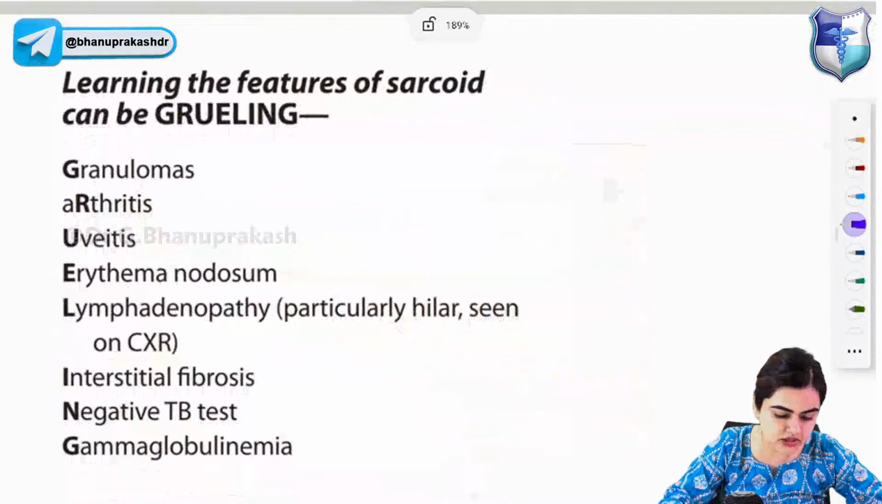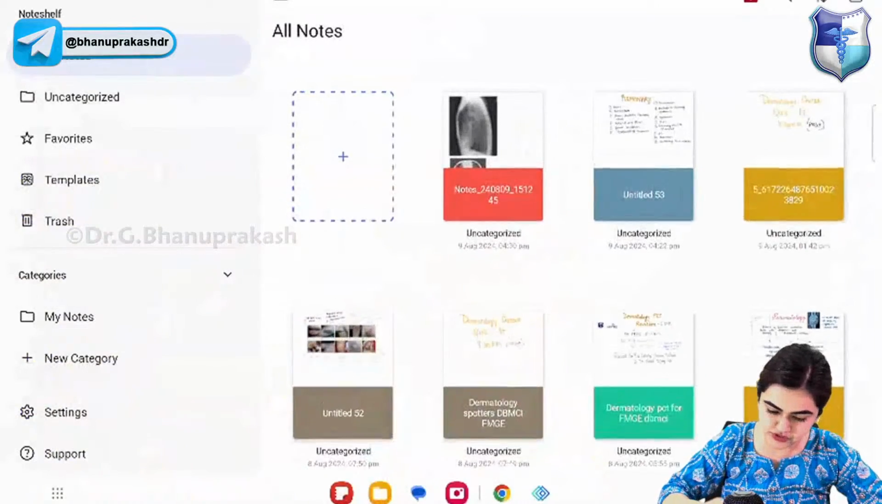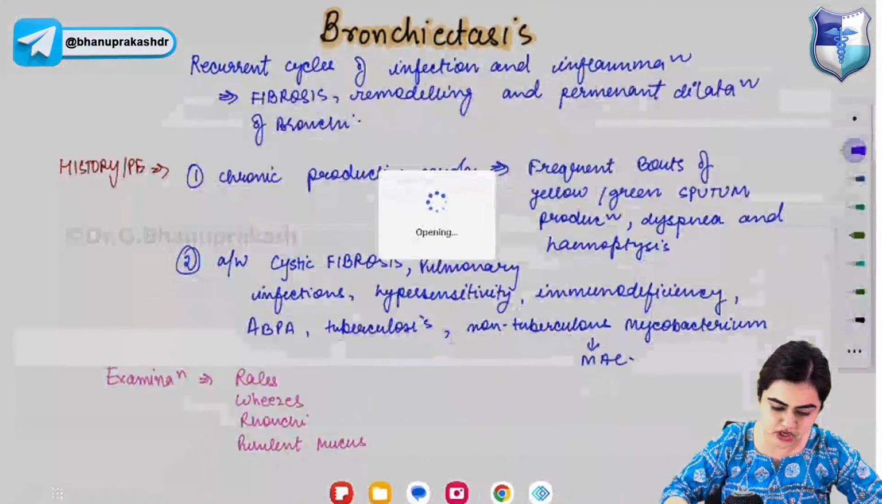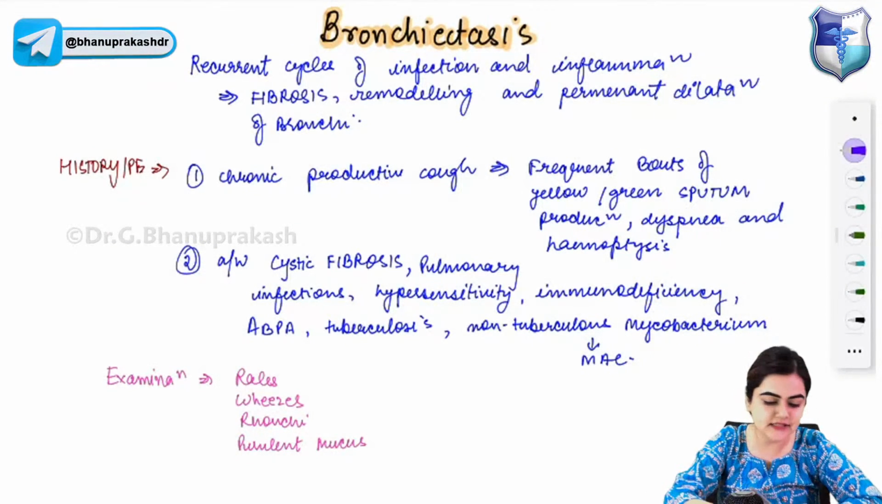Okay. Let's now move on. This was about the drugs which are used in asthma. Now let's move to bronchiectasis. So what happens in bronchiectasis?